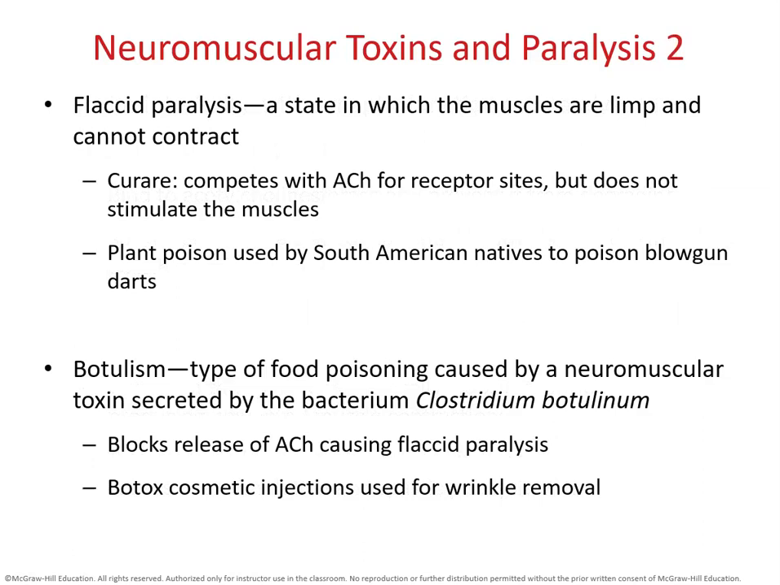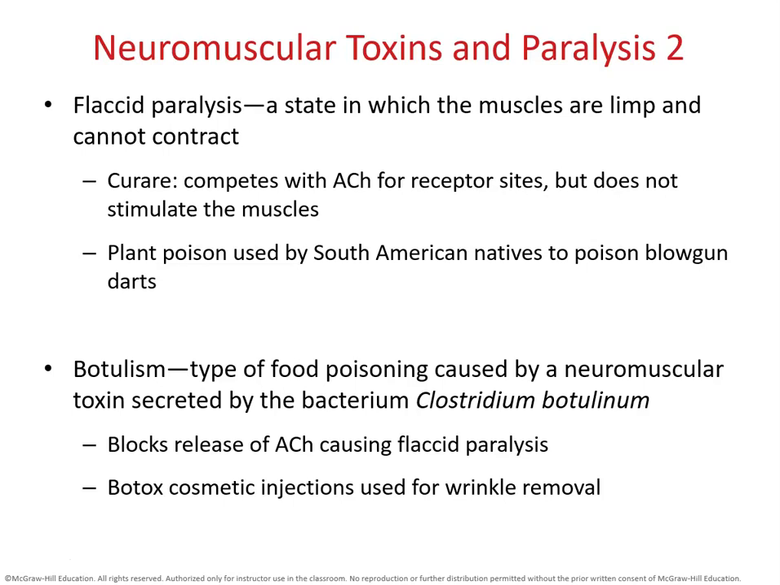We have something called flaccid paralysis. This is where muscles don't contract and the muscles just stay limp all the time. So if you've ever seen a movie where natives in South America are using poison blowgun darts, that's the kind of neurotoxin that we have here. And finally, this one is my favorite.